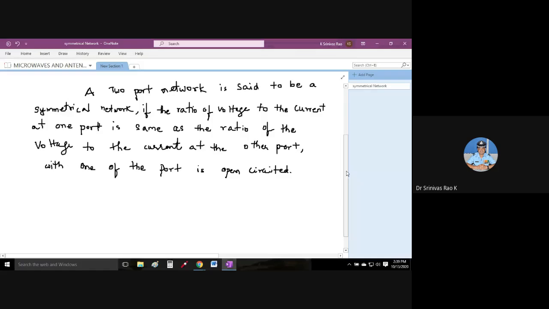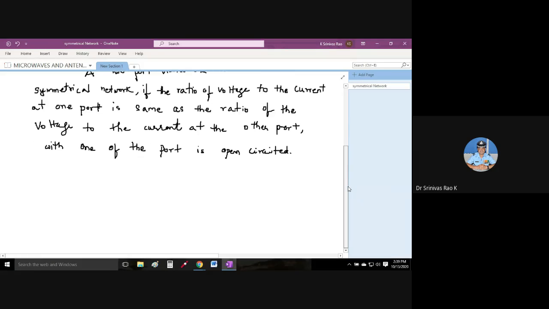So what does it mean? If I draw a network, how will it look like? I have a two-port network. We have current on one side and on the other side also. This is I1, the current entering, and I2 entering port 2. We have the voltage also: V1 is the voltage here, and we have a voltage V2 here.